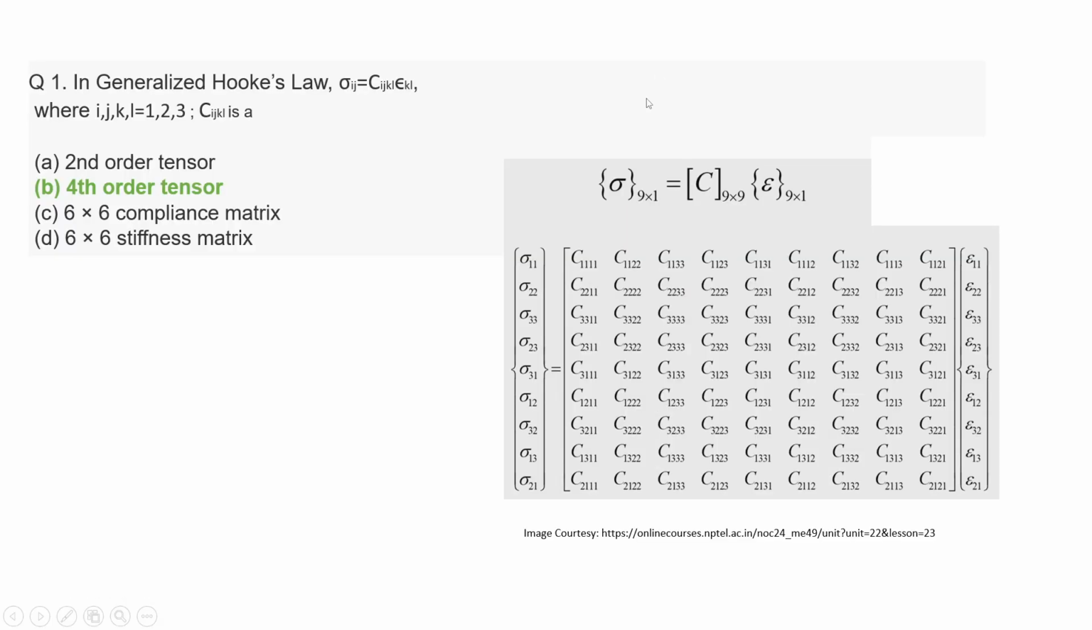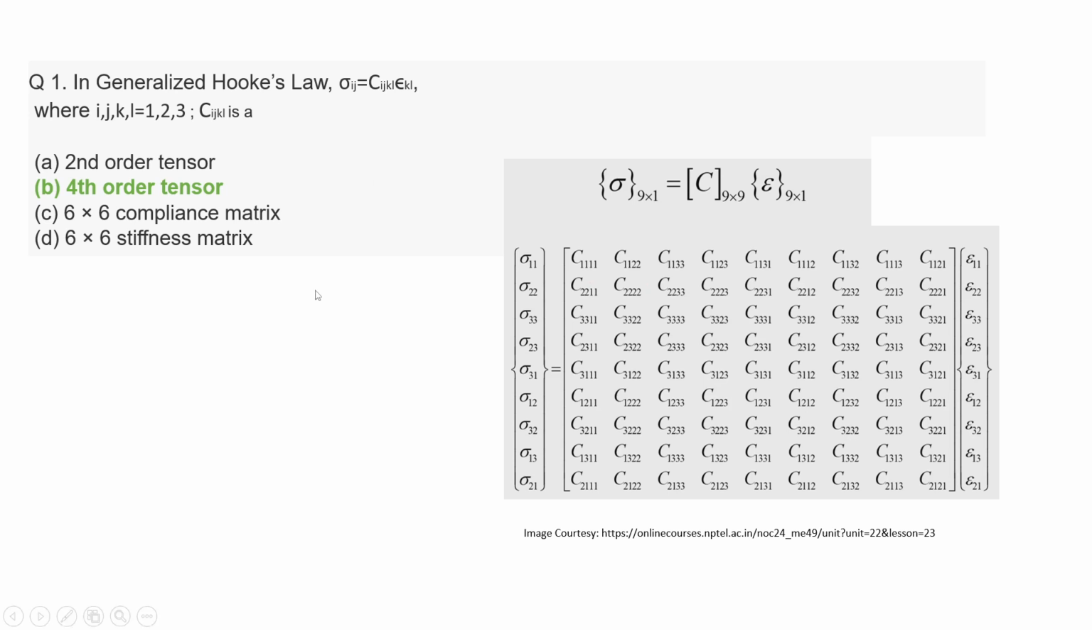So the first question is, in generalized Hooke's law, stress equal to C ijkl into the strain epsilon kl, where ijkl is equal to 1, 2, 3. So this C ijkl is, options are A, second order tensor, option B, fourth order tensor, option C, 6 cross 6 compliance matrix, or option D, 6 cross 6 stiffness matrix.